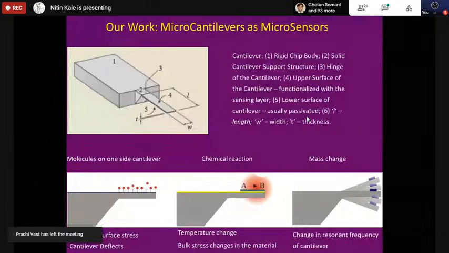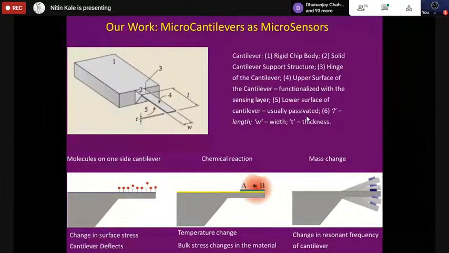In this picture, this part is your cantilever. This is the substrate, and this is the hinge. You can see the dimensions: length, width, and thickness. And you can see that the thickness is much smaller as compared to the length and width. This is free to move.